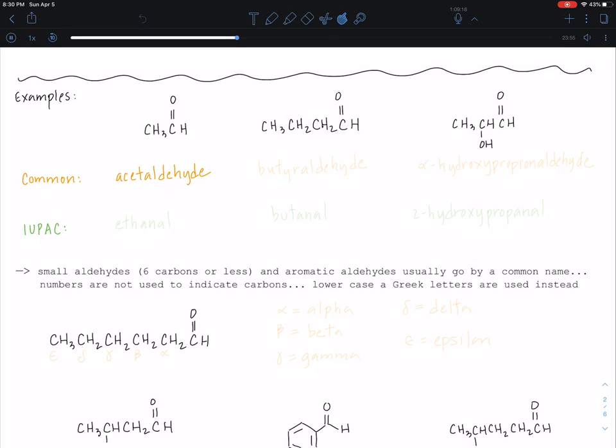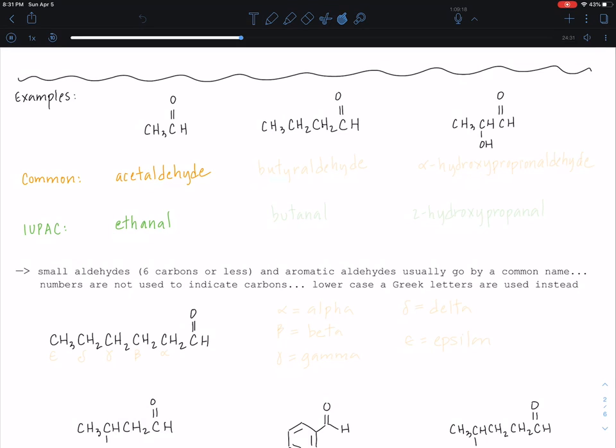The IUPAC nomenclature would be just a little bit different, right? So we would be naming this after the parent hydrocarbon, dropping the E, right? So instead of ethane, because that would have been ethane, right? 2 carbons. We're just going to drop the E and add al. So this would be ethanal. But again, this is one of those really small aldehydes. And so these small aldehydes typically go by their common name.